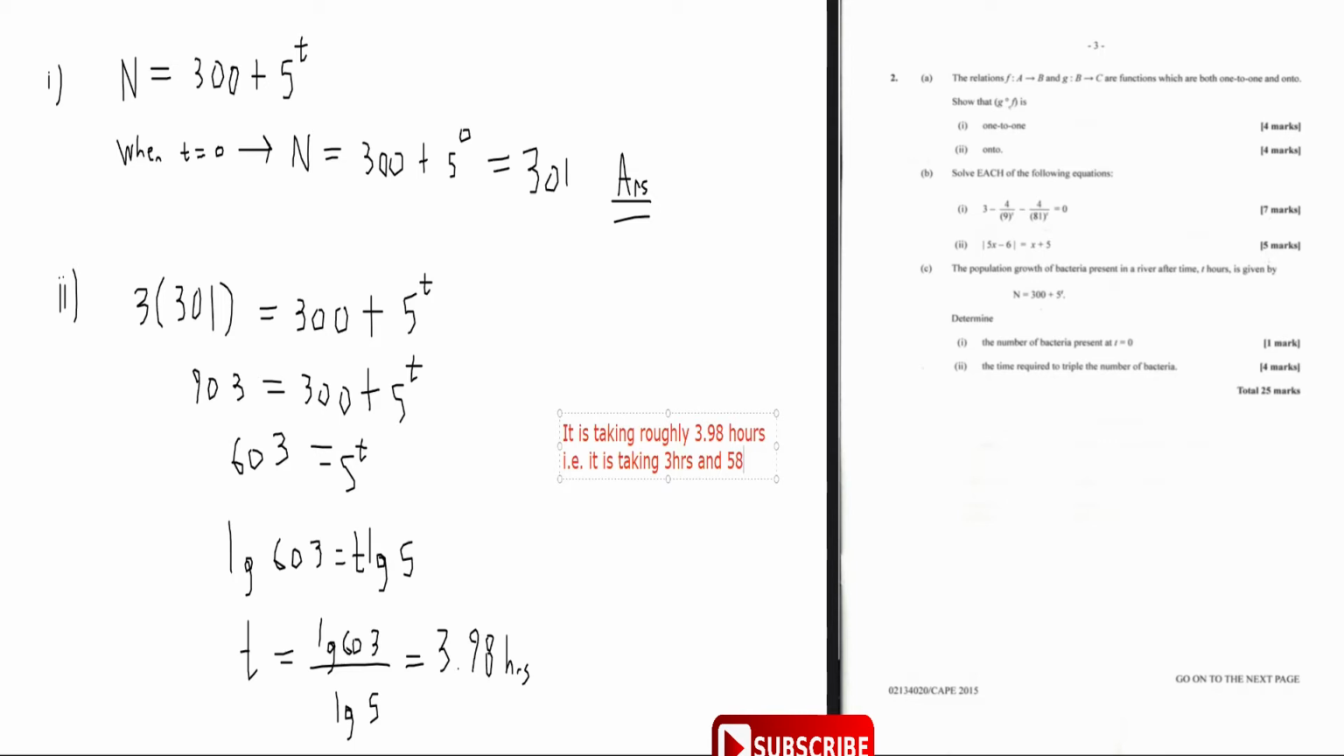It's taking 3 hours, 58 minutes, and 48 seconds. It's taking roughly 3 hours, 58 minutes, and 48 seconds for the number of bacteria to be tripled. That's what is happening. So in conclusion, in my estimation, the river is very polluted.